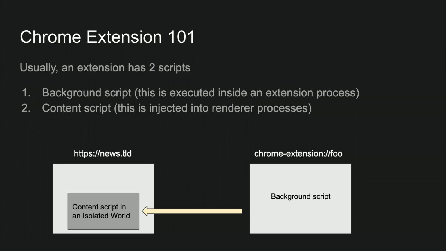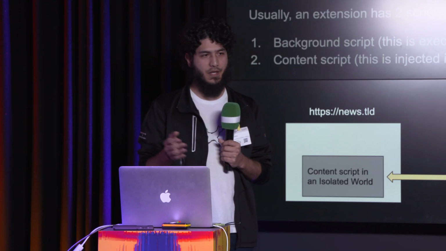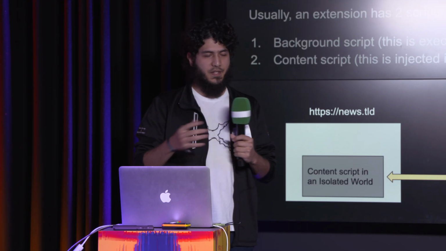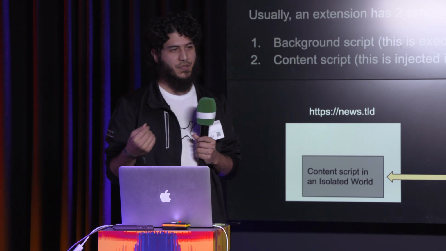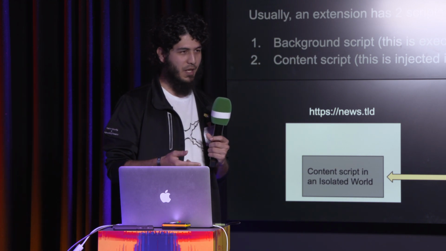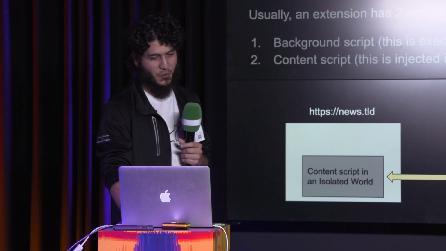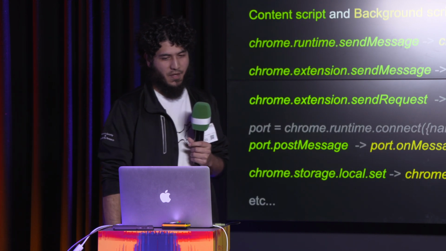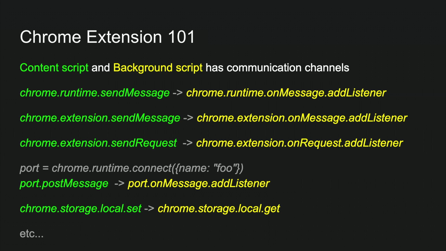But this means even though it's in an isolated world, which means they have different V8 instances, they are in the same process. So if you compromise the process, you can suddenly call the content script API, right? That is exposed. Okay, so what's in there? Basically, there is a way to communicate between the content script and the background script. This is not a full list, but you can see there's sendMessage, sendRequest, postMessage, and chrome.storage, because it's synced between the content script and the background script.